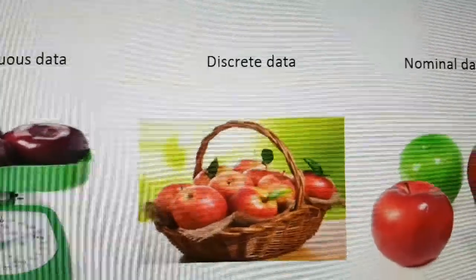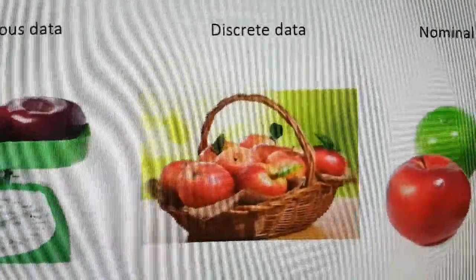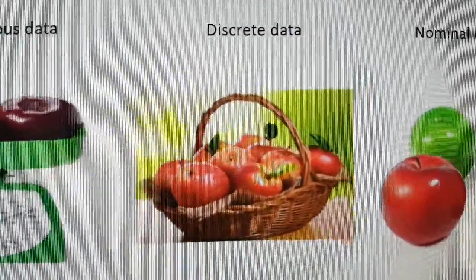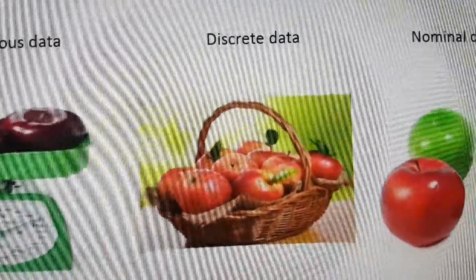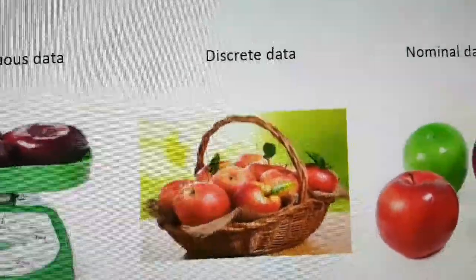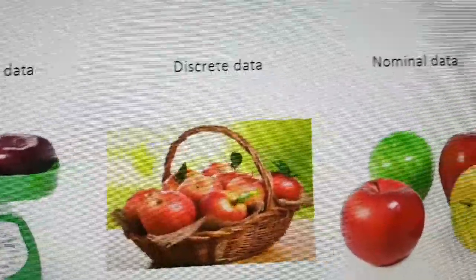What about the second one? Here I'm going to find out the number of apples in this basket. Just the number of apples. So the number of apples is discrete, because it's countable.